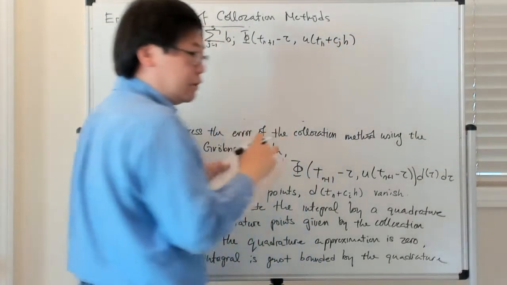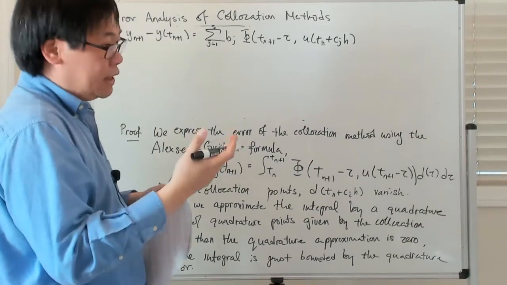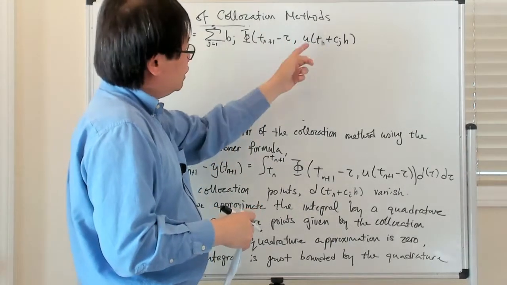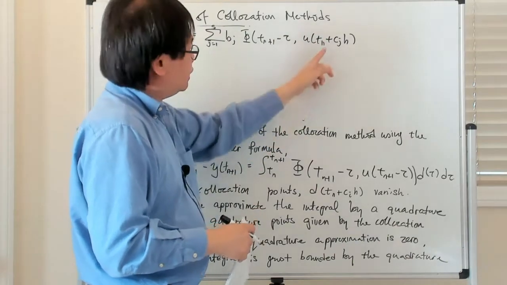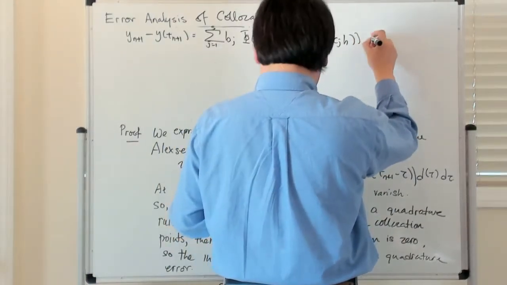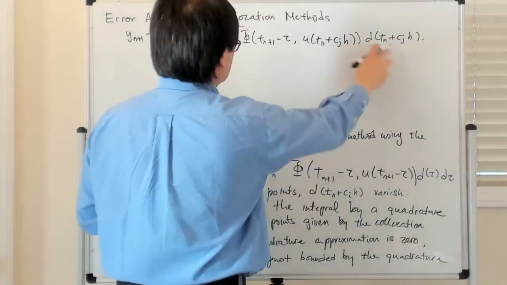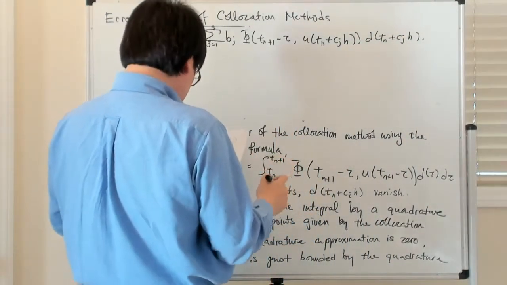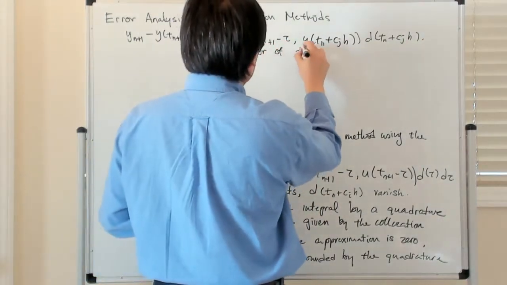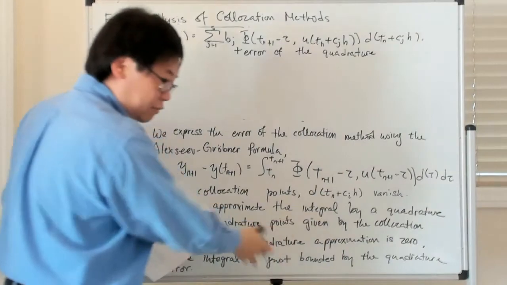Again, as a reminder, u is the polynomial which satisfies the collocation condition: when you differentiate it and substitute it into the differential equation, it does satisfy the differential equation at these collocation points, t_n plus c_j h. So this is a quadrature approximation of the integral, plus the error of the quadrature. This is basically what I said in words down here.